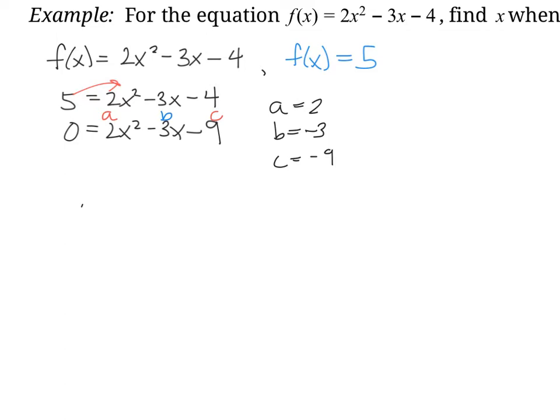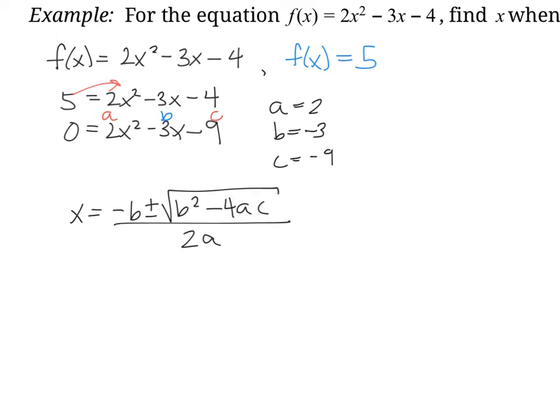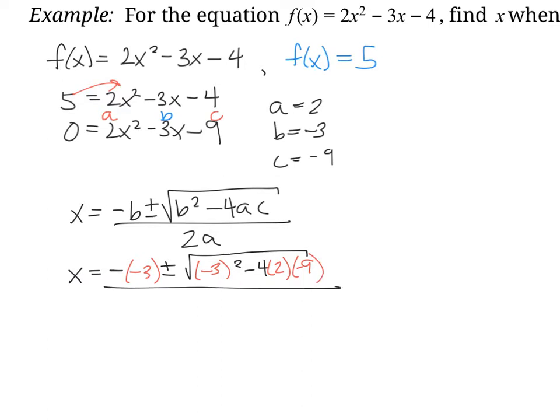And what we're going to do is plug that into the quadratic formula. I've written it out once more so we don't make any mistakes. So we have x is equal to negative, and we're going to plug in our b value, which is negative 3. Then we have plus or minus the square root of our b value again, negative 3, squared, minus 4, our a value is 2, and our c value is negative 9, all over 2, and then our a value is also 2.